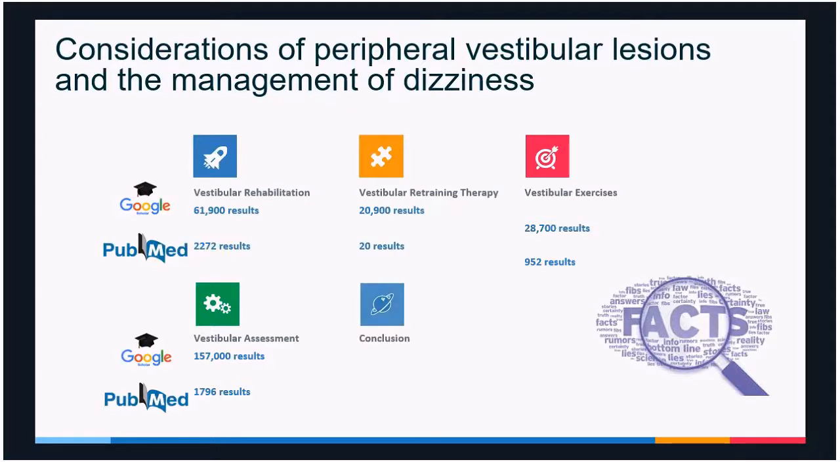I guess our conclusion from this, and it is a little bit of a snapshot into the degree of information that's out there for us as clinicians, is that there is a lot of information available, but very few published articles have considered the extent of vestibular dysfunction and its subsequent management.